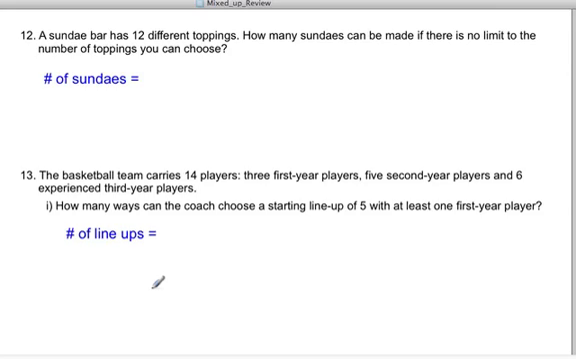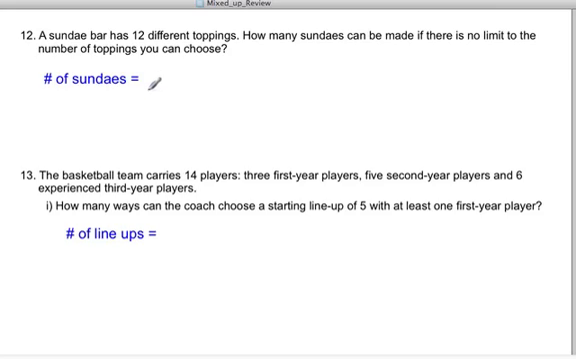A sundae bar has 12 different toppings. How many sundaes can be made if there is no limit to the number of toppings you can choose? Now, the long way you could do this is use 12 choose 0 to figure out the number of sundaes you could have with no toppings, plus 12 choose 1, which is the number of ways you could have one topping, plus 12 choose 2, and so on, right up to 12 choose 12.